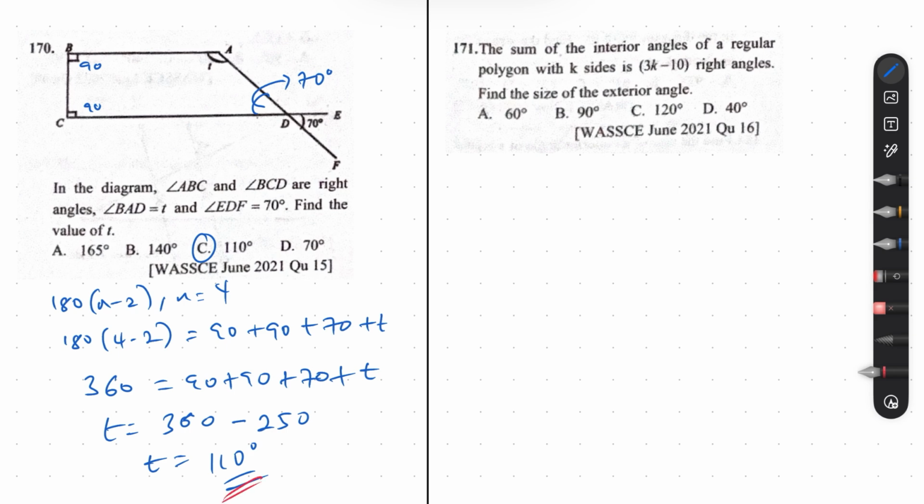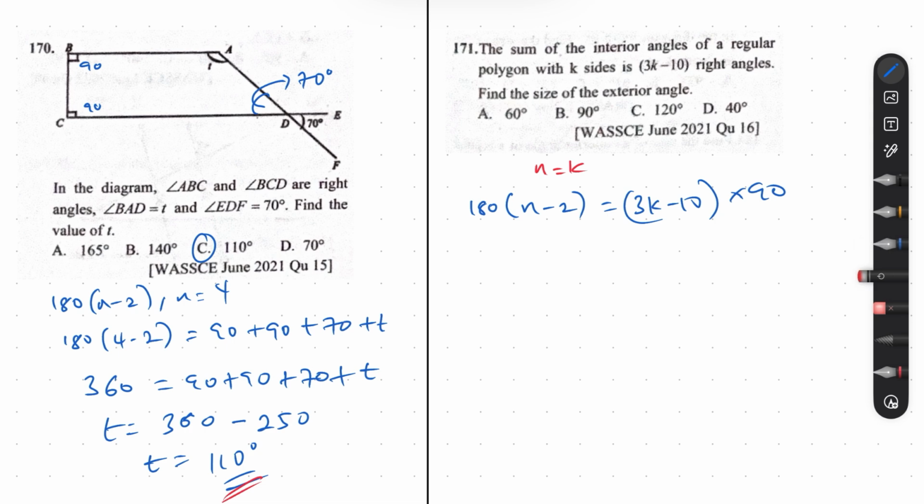The question number 171 says, the sum of the interior angles of a regular polygon with k sides, so that means our n is equal to k, is 3k minus 10 right angles. So what this means is the sum of the interior angles, where the formula is 180 times n minus 2, is equal to 3k minus 10 right angles. Right angle means 90 degrees, so times 90. That's what the question means.